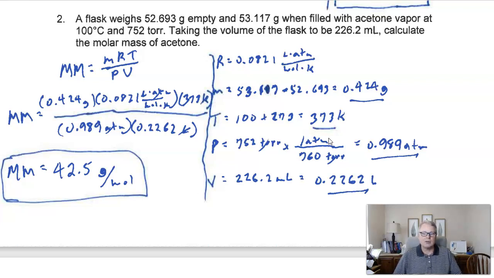All right. So you fill that flask with the acetone vapor. You raise the temperature up to 100 degrees. Okay, and room pressure roughly here. If your volume of your flask is this, what's the molar mass of the acetone?